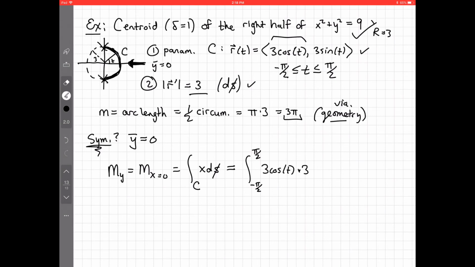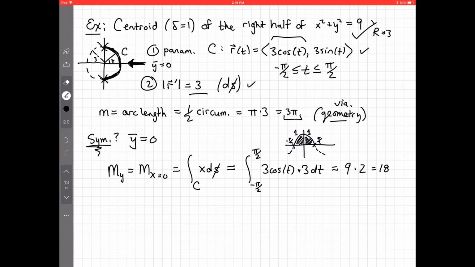ds is 3 dt. So we end up with 9 times the integral from negative pi over 2 to pi over 2 of cosine. Here's just a trick worth remembering. With sine and cosine, half of a hump has area 1, right? So the area under cosine from negative pi over 2 to pi over 2 is actually 2, because we have a full hump of cosine. And so that gives us an answer of 18.